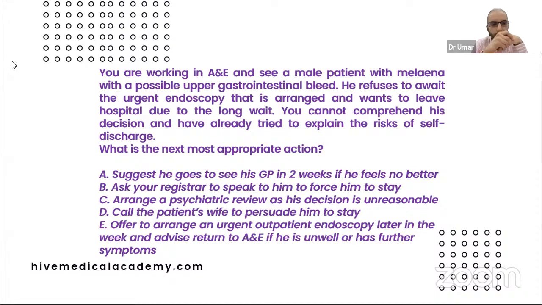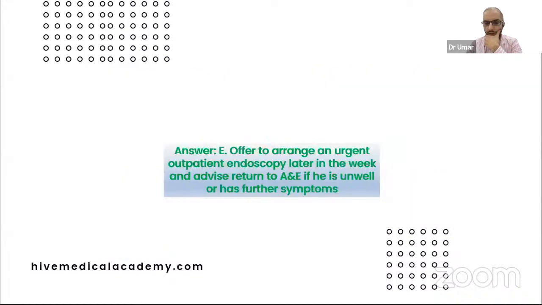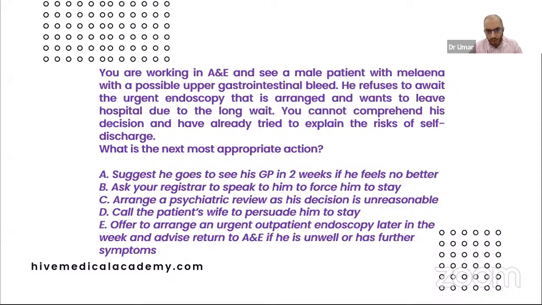Okay, thanks, guys. So we've had two suggestions for E. No other suggestions so far. So again, we've got some consensus in the group. Let's have a look at what the correct answer is, and then we can break things down. Okay, so the correct answer is E, offer to arrange an urgent outpatient endoscopy later in the week and advise to return to A&E if the patient is unwell or has further symptoms. So fantastic. Well done, guys.